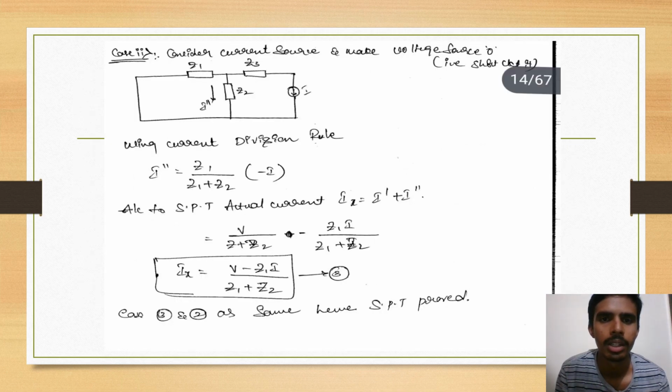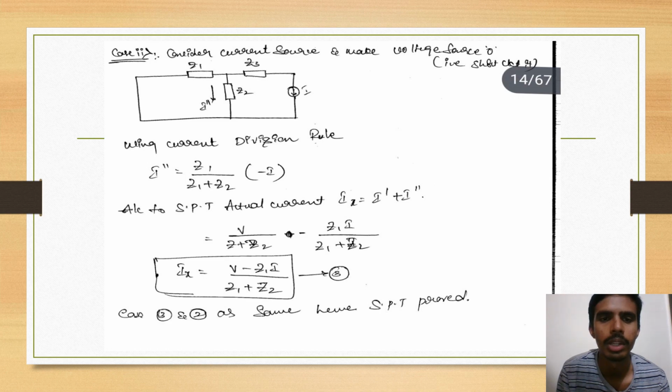So the second case is to consider the current source to make the voltage source 0. By short circuiting the side of the current source, joining both the lines, we can see that we have closed it and short circuited it. So this is how we can make the voltage source 0, and using the current division rule, I' is equal to Z1 divided by Z1 plus Z2 minus I.